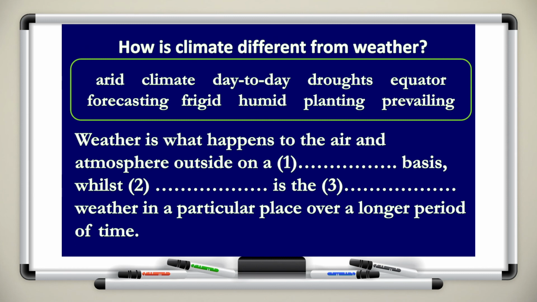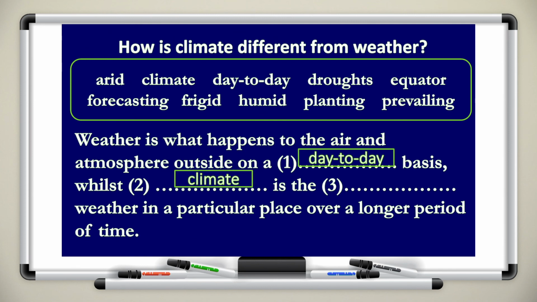Arid, climate, day-to-day, droughts, equator, forecasting, frigid, humid, planting, and prevailing. In this paragraph, you will find it also in the Student's Book, Unit 4. It's asking, how is climate different from weather? This paragraph will help you if you want to answer the set question, what is the difference between climate and weather? Weather is what happens to the air and atmosphere outside on a day-to-day basis, remember?